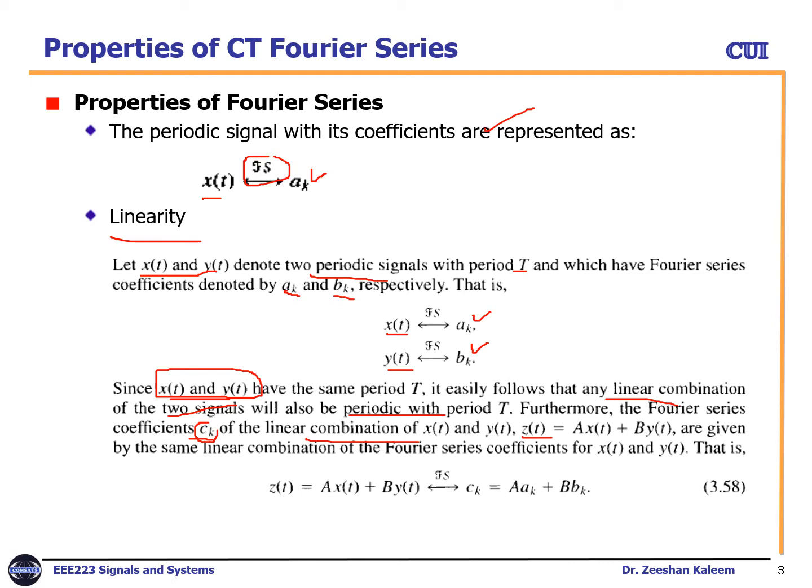That is, z of t equals a x of t plus b y of t, where a and b are some constants, and the coefficients are given by the same linear combination of the Fourier series coefficients of x of t and y of t. If we take the Fourier series coefficients of the linear combination a x of t plus b y of t, then we will get the Fourier series coefficient ck, which will be a ak plus b bk. So it means that they are linear. So this was the first property of the Fourier series, called the linearity.